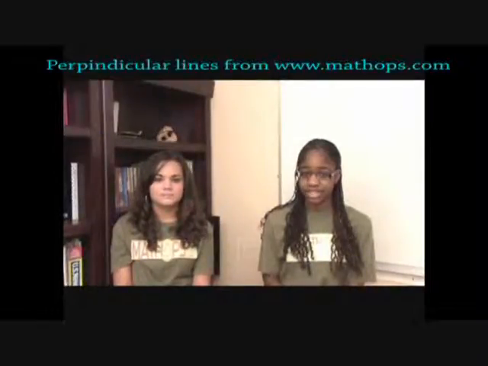To write an equation that is perpendicular to another and goes through a specific point, find the negative reciprocal of the slope for m. Plug in the x and y values from the point and solve for b. Good luck.